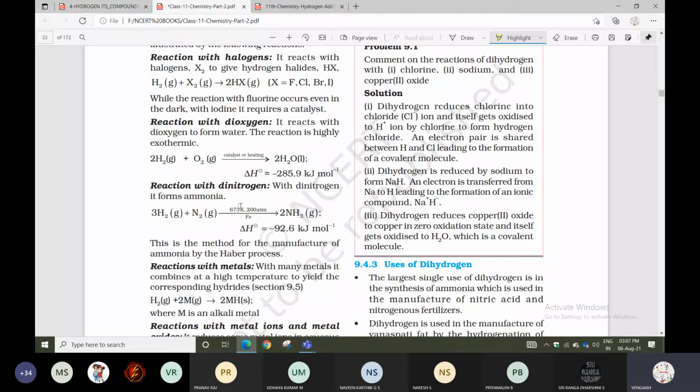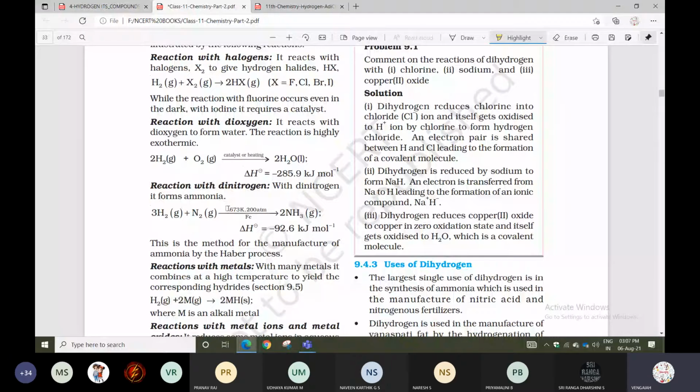Next, reaction with metals. With many metals it combines at a high temperature to give hydrides. Hydrogen plus metal forms metal hydrides.